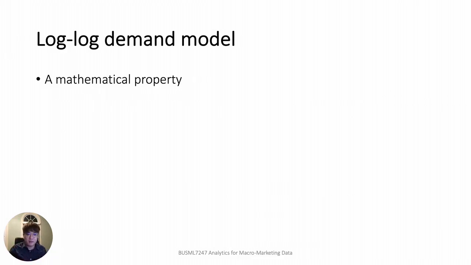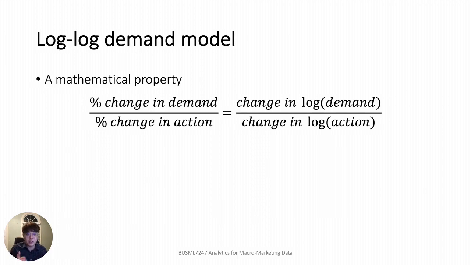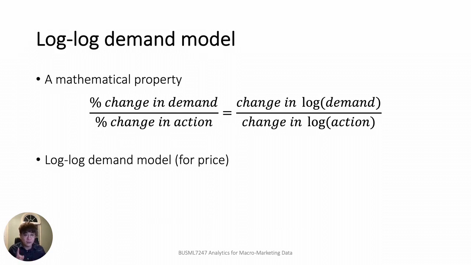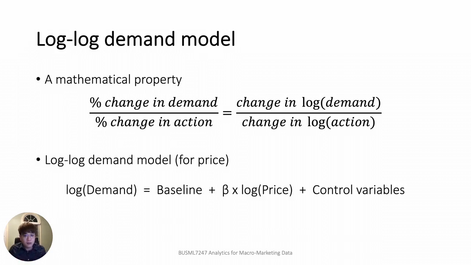Elasticity has a mathematical property. The percent change in demand over the percent change in action variable is mathematically identical to the absolute change in log of demand over the absolute change in log of action variable. This leads to the following model, which is called a log demand model. Suppose that we focus only on the price effect, then a log demand model is: log of demand is baseline plus beta times log of price plus extra effect of control variable.